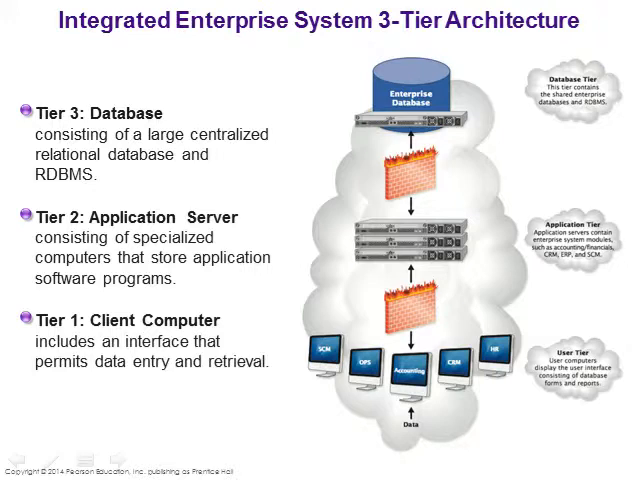So an integrated enterprise system uses three tiers. The database tier consists of a large centralized relational database plus the relational database management system software, or RDBMS. The application server, the middle tier there, consists of specialized computer programs that store application software programs such as the accounting software. And then the user tier obviously consists of what the users see. It's the front end that includes an interface that permits data entry and data retrieval. And that's the client computer, or the user tier.